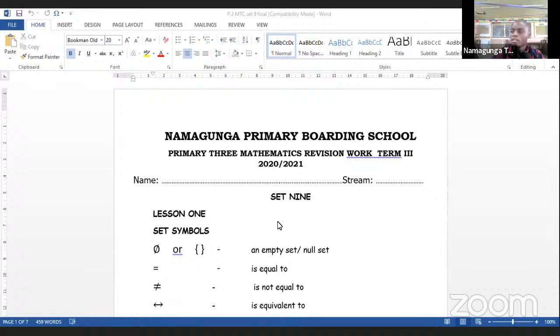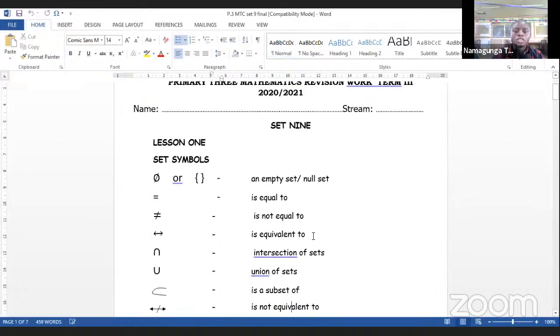And the next symbol from here is equivalent to. Then we have the next one there. It is intersection of sets. We have union of sets.